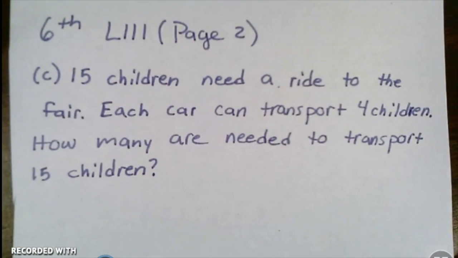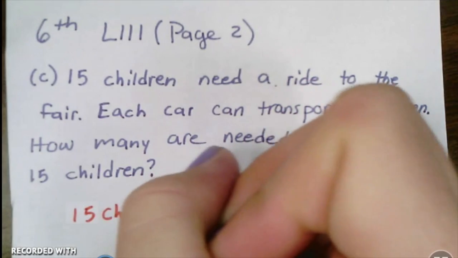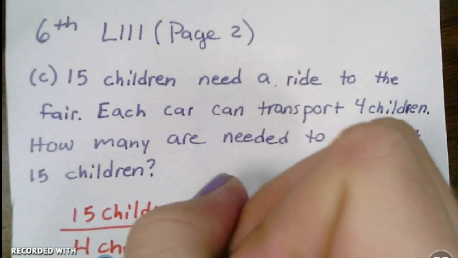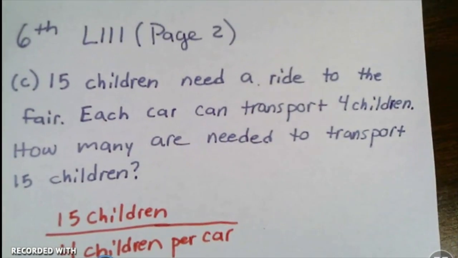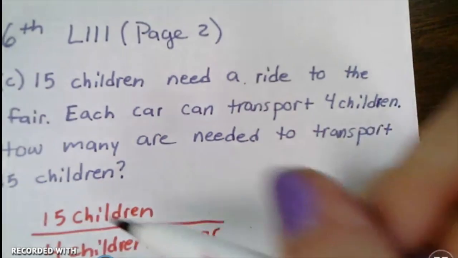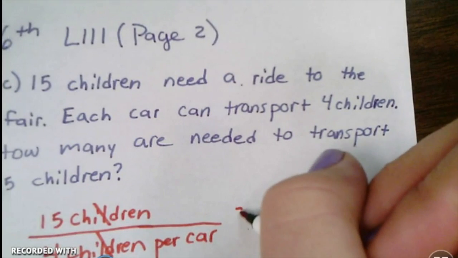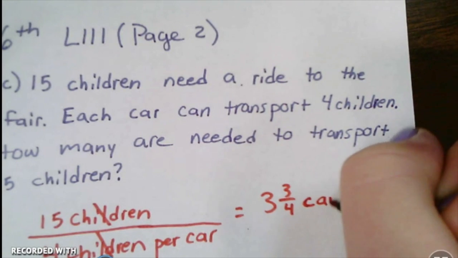15 children need a ride to the fair. Each car can transport 4 children. How many are needed to transport 15 children? So this is saying, again, we have 15 children and we can take 4 children per car. Written this way as a division thing, 15 divided by 4, the children are going to cancel. So we just used this same number in the last example, right? So this time we know that we're going to have 3 3/4 cars.